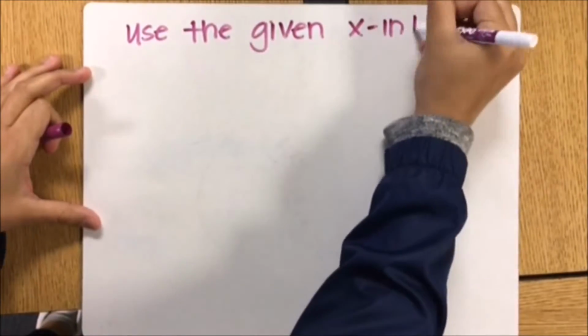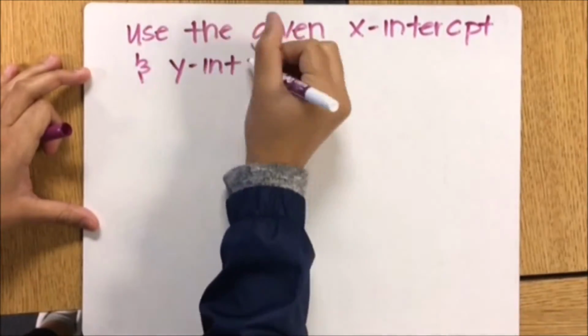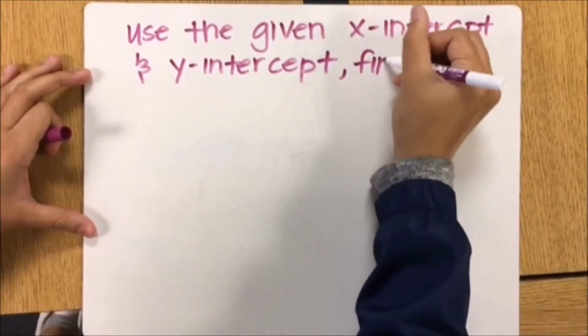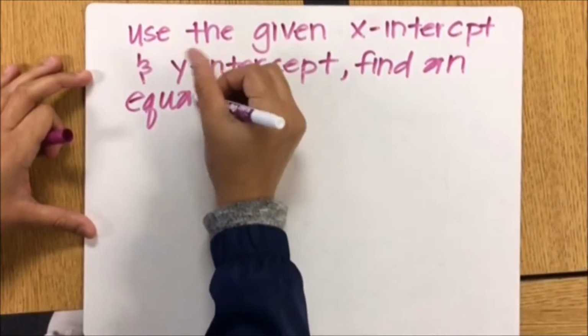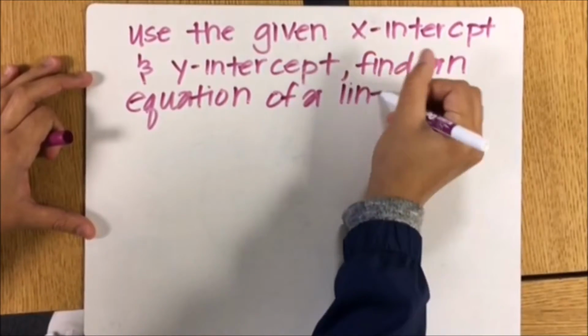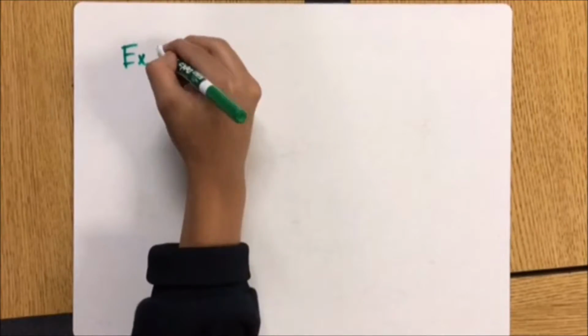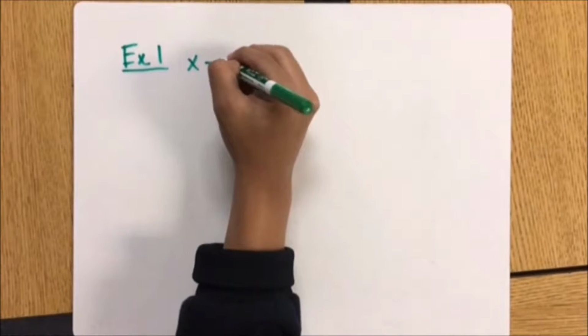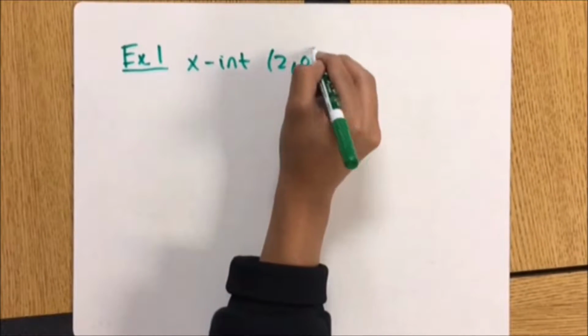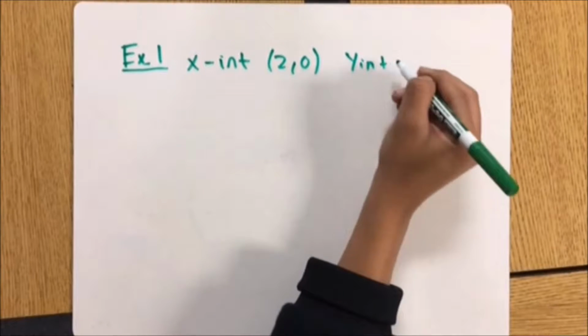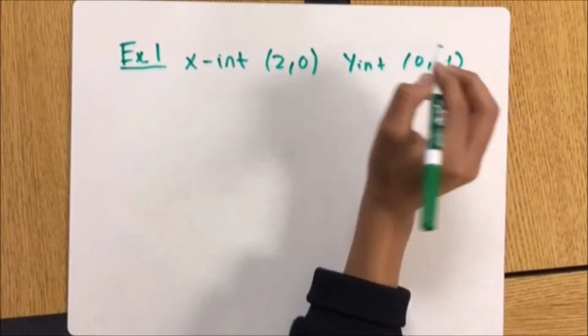Today we're going to be using the given x-intercept and the given y-intercept to help us find the equation of a line and the graph as well. So, for example 1, our x-intercept is coordinate (2, 0), and our y-intercept is coordinate (0, 4).